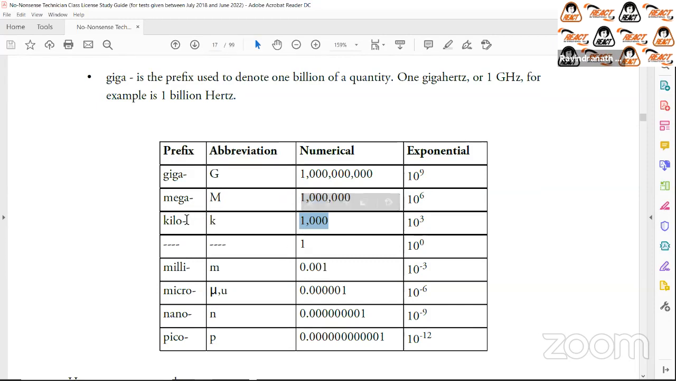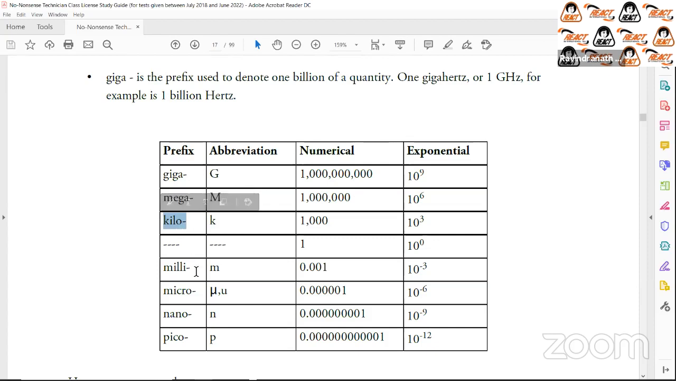Yeah? In terms of watts, same thing. If I have 1 watt, it's 1 watt. But if I have 1,000 watts, instead of saying 1,000 and writing out 1000, I can just say it's 1 kilowatt. Yeah? So when we're dealing with very large numbers, we can use these prefixes to shorten the number that we write down. We say 1,000 watts is a kilowatt.